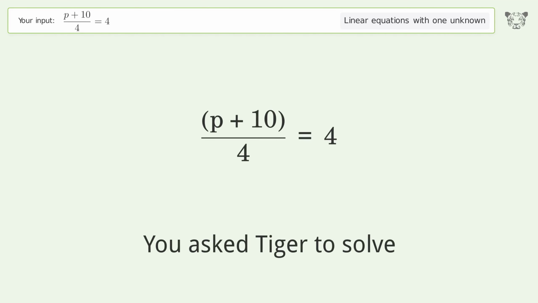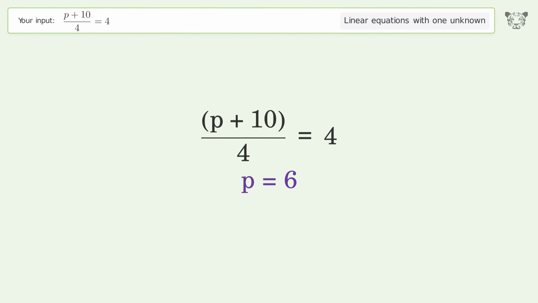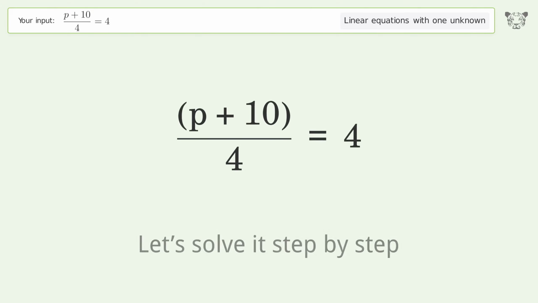You ask Tiger to solve. This deals with linear equations with one unknown. The final result is p=6. Let's solve it step by step.